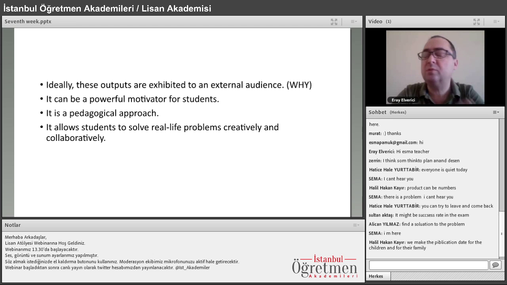It can be a powerful motivator for the students, and it's a pedagogical approach that children like, and it allows students to solve real life problems creatively and collaboratively, which means that when they are trying to work on a project, they are dealing with real life problems, and at the same time they are learning. Learning and producing is at the same time, which is very valuable for all of us.